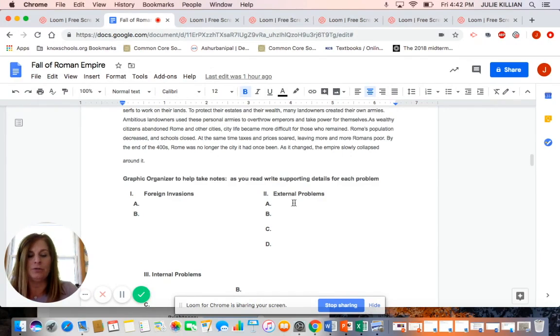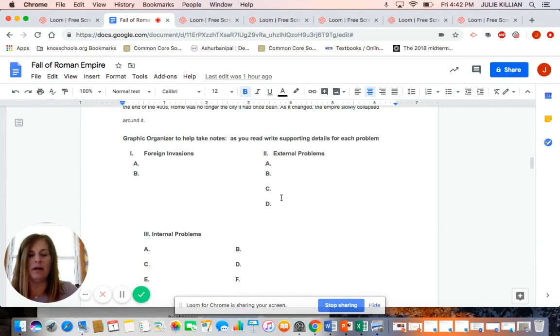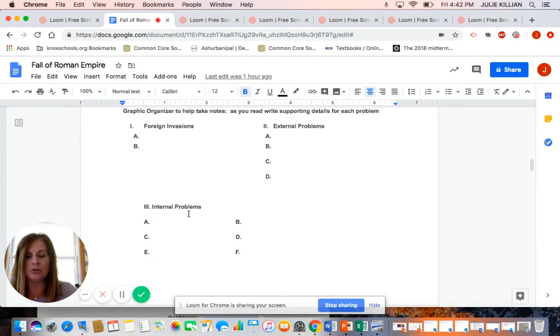I would like for you to move on now to see if you can fill out the external problems. There are 4 things you can read in the text that will fit into this category. And then the internal problems, there are 6. So there are things that you can read from the text that you can fill out for the internal problems and the external problems. And that's basically the heart of the lesson, when we go back and think about the 3 reasons why Rome fell, and then you are given supporting evidence as to why the Roman Empire actually fell.